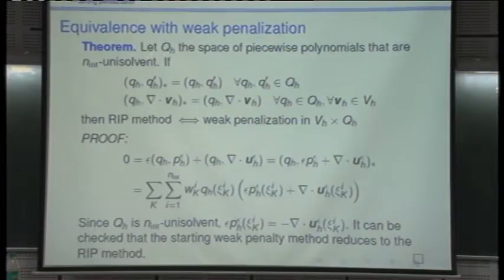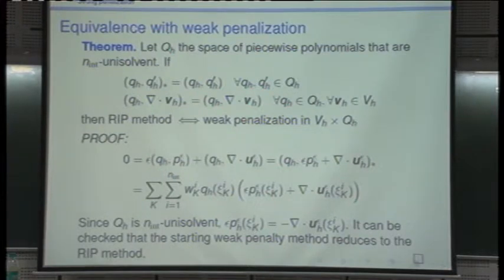So if you define Qh as the space of polynomials that are nint-unisolvent, so uniquely defined by that number of points, if you can show that integration rule star is exact for functions in that space, and also for functions in that space times the divergence of velocities, then the RIP method is exactly equivalent to the penalization.